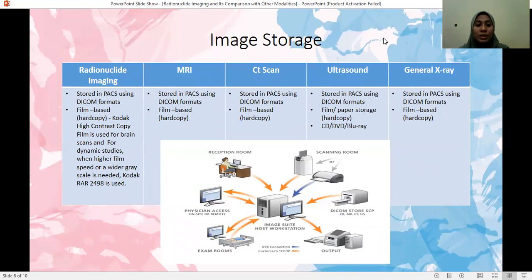So for the image storage, basically for radionuclide imaging, MRI, CT scan, ultrasound, and general X-ray, images will be stored in PACS using the DICOM format.